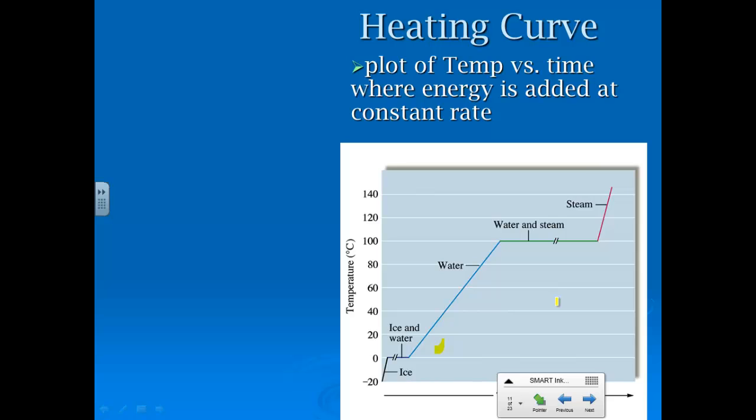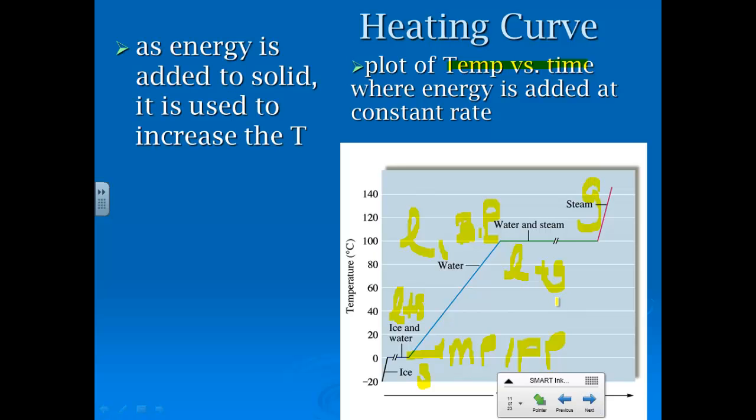If we look at these from our heating curve, we've seen these in the past. This is the plot of temperature versus time where energy is added at a constant rate. This is for water. Here you've got solid ice. Here you've got the liquid and the solid. This is our melting point, or freezing point. We saw these last year as well. Here you've got liquid only. Here you've got liquid and gas. And this is the boiling point. And then this is gas only. So just to show you where those states are.